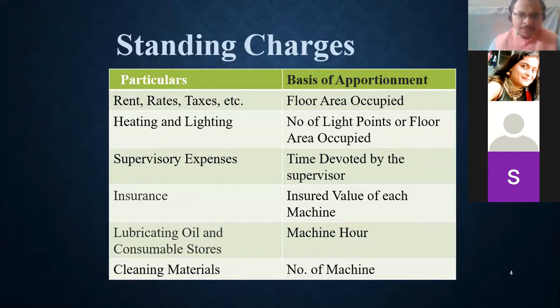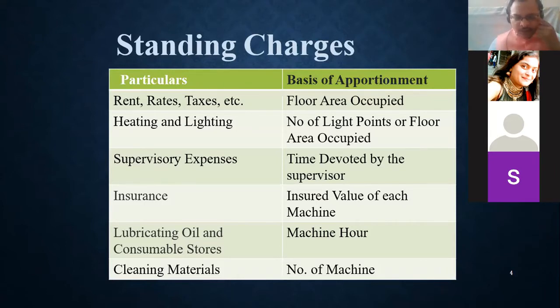Then we have heating and lighting, which will be distributed as per the number of lights. Then supervisory expense will go as per the time devoted by the supervisor on that machine. And insurance will be distributed according to the value of the asset, the value of your machine. Then there are two things, lubricating oil and consumable stores. In some textbooks you can find these in running charge, and in some textbooks you can find them in standing charge.